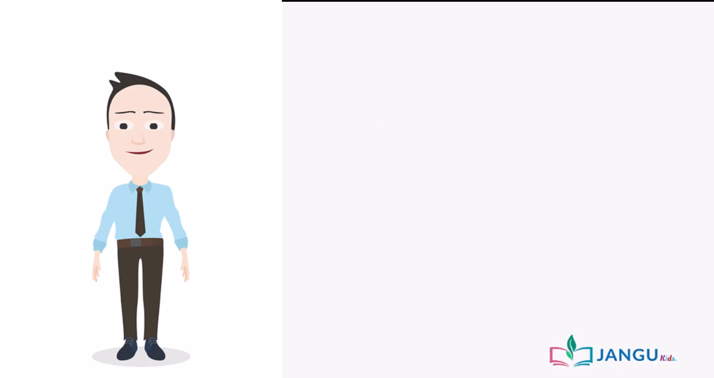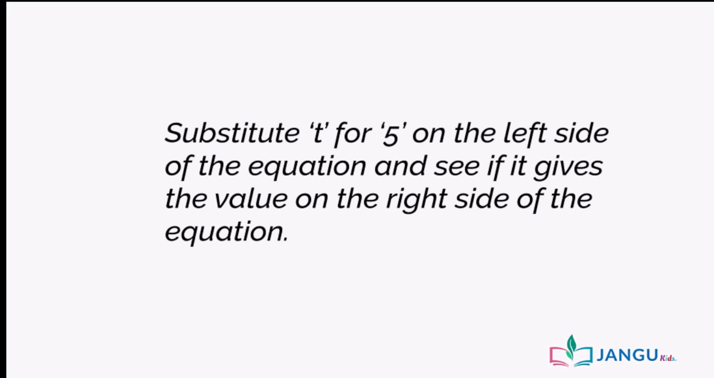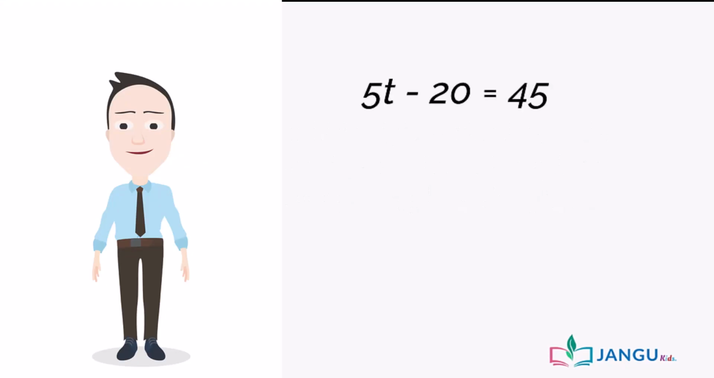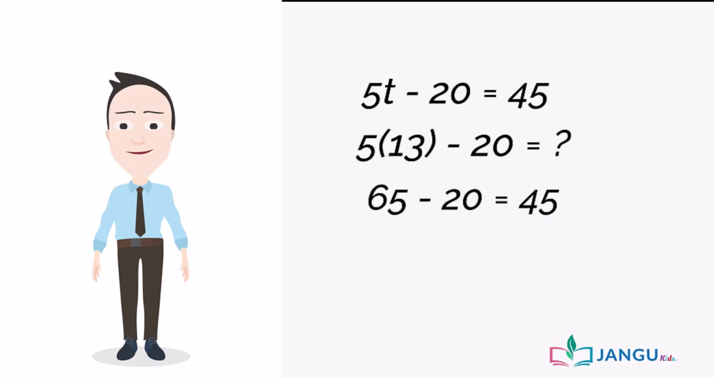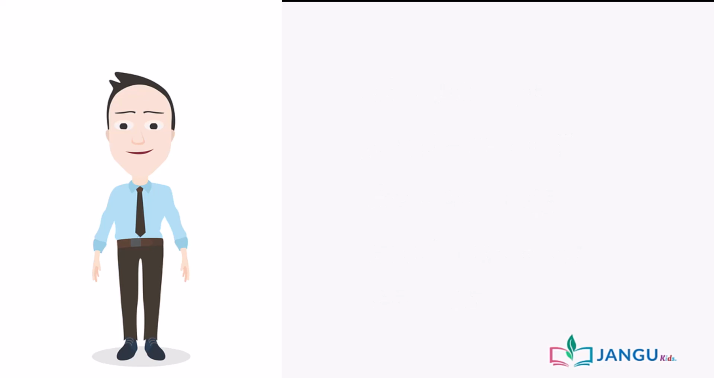Should we cross-check to be sure if our answer is correct? Okay, let's do it. Substitute t for 13 on the left side of the equation and see if it gives the value of the right side of the equation. So what is 5 times 13 minus 20? That is 65 minus 20, which is 45. What do we have on the right-hand side of the equation? Great! 45 on the left and 45 on the right means our calculation is correct.